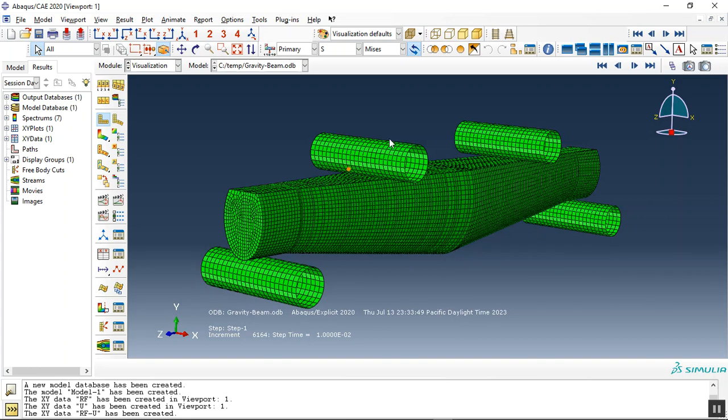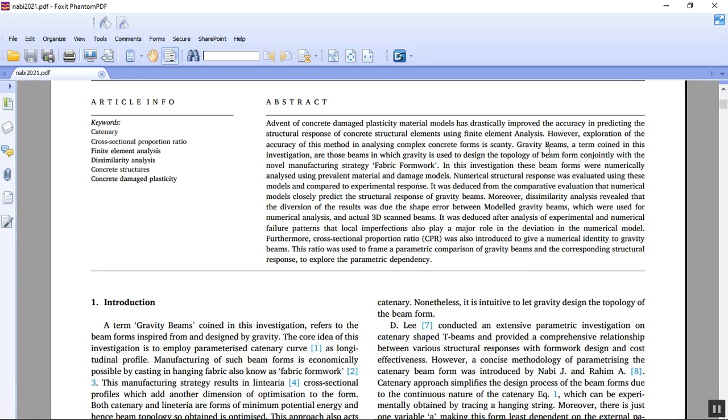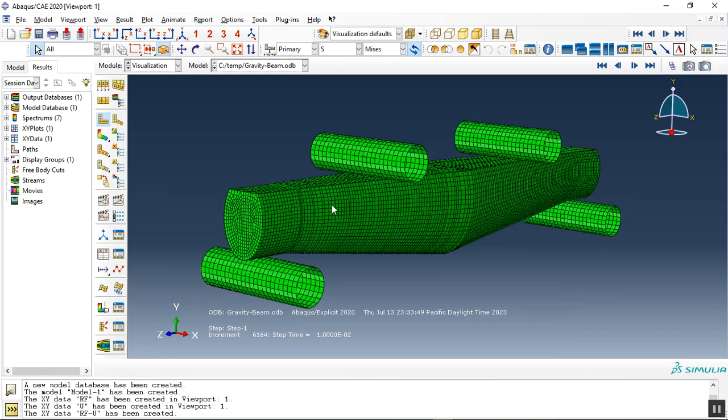In this tutorial, I did a model of the four-point bending of a gravity beam. The gravity beam from this paper is a term coined in this investigation. This paper says these beams are designed based on gravity. The topology of the beam is designed based on the gravity and the gravity load over that, something like this.